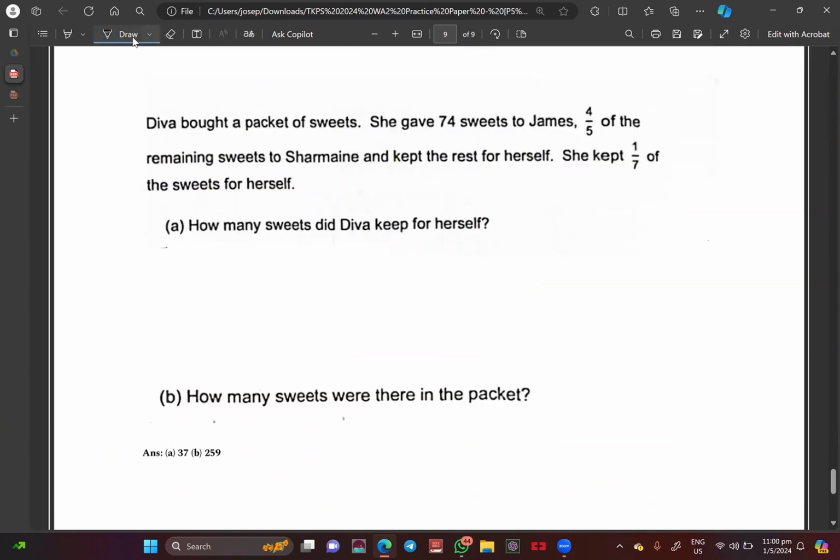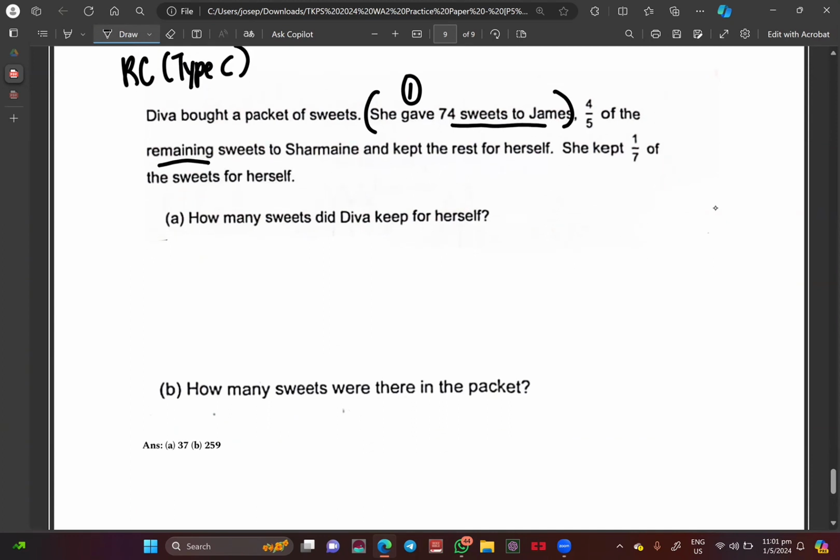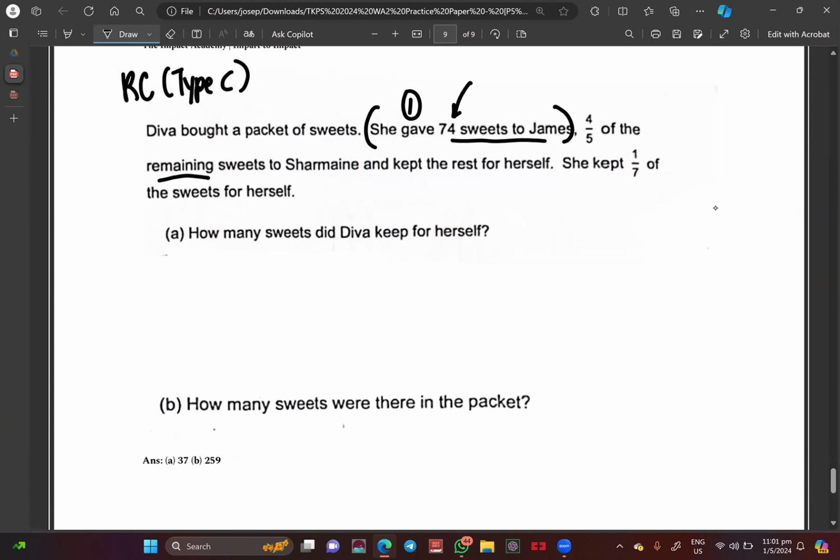Now we are on our final question. As you can see over here, it says that Diva bought a packet of sweets. She gave 74 sweets to James. Oh, it has the word remaining, so we can say that this is remainder concept type C. You can see that this 74 is a part of what she had. So we are going to first draw a block, and we are going to say that this is 74. She gave 4/5 of the remaining sweets to Charmaine.